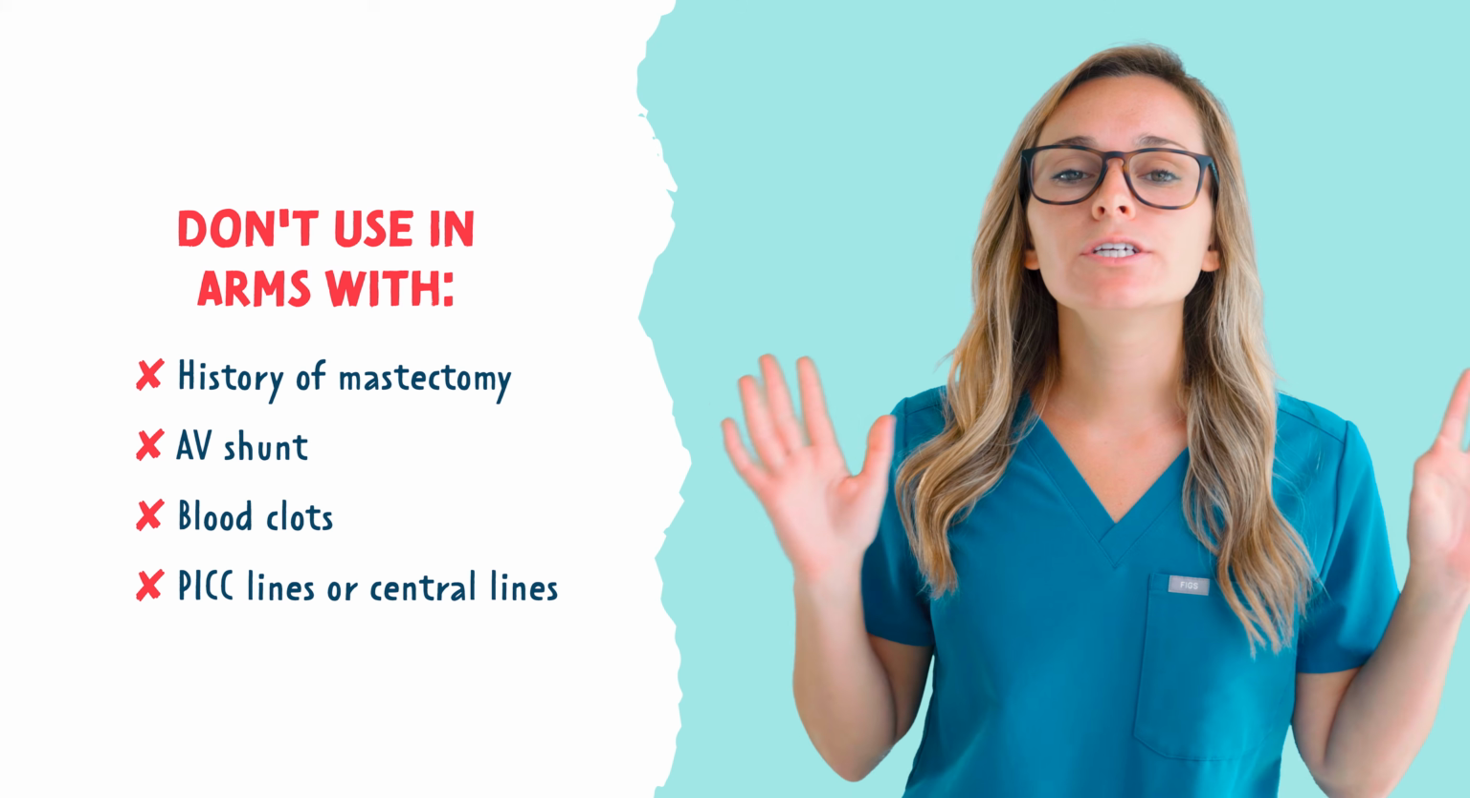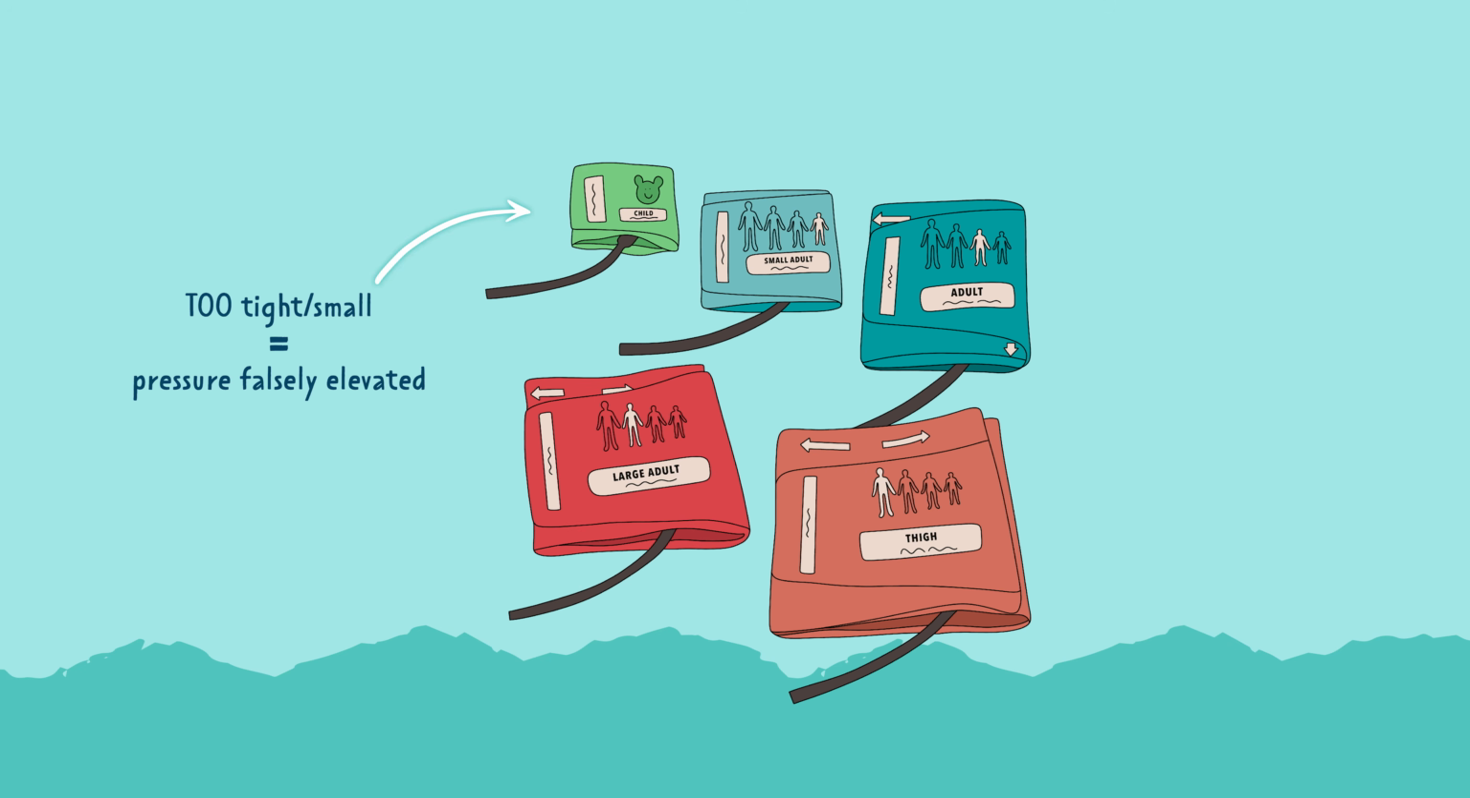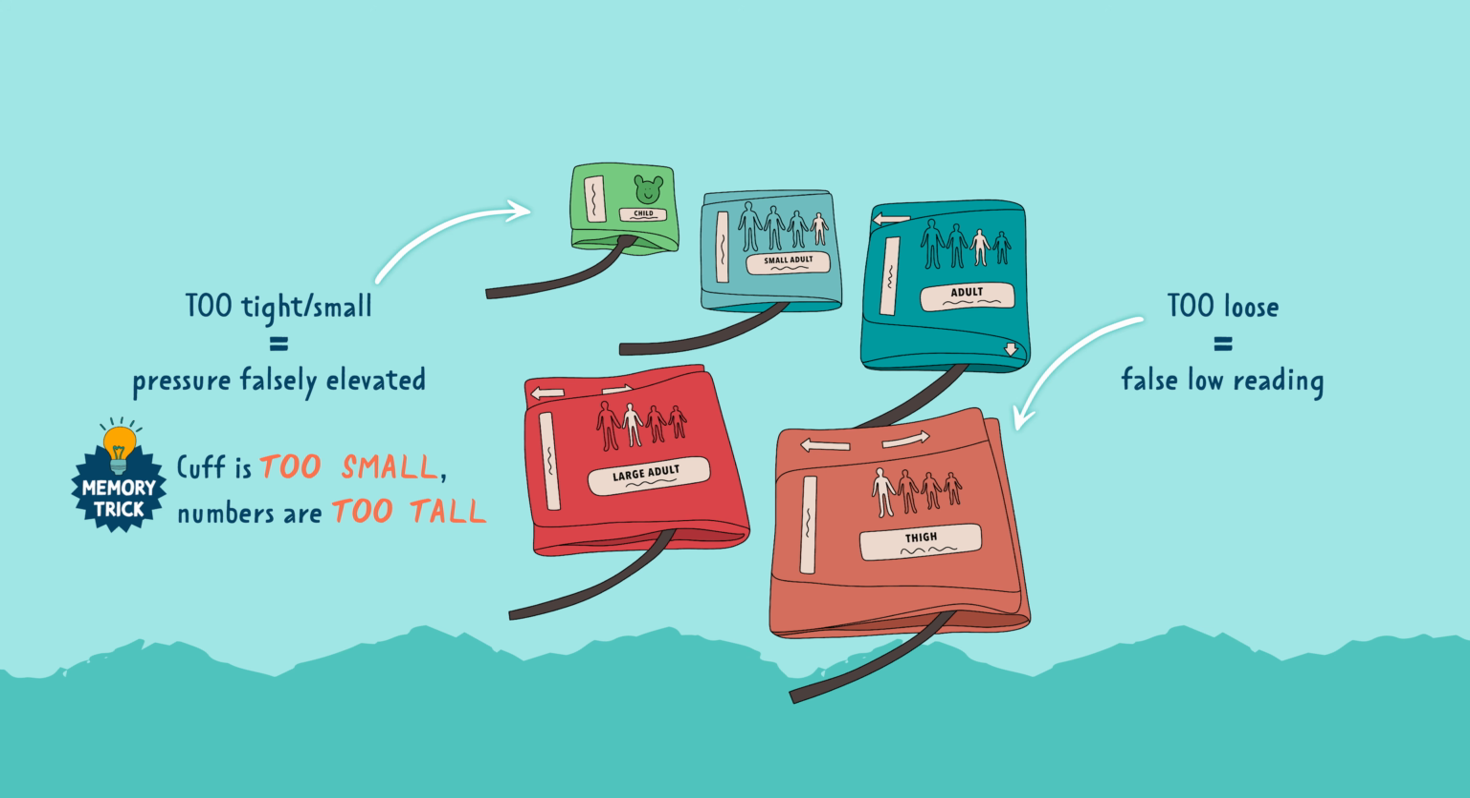It's very important that you choose the correct cuff size. Too tight or too small, the pressure may be falsely elevated. You can remember this by the memory trick: if the cuff is too small, the numbers are too tall, meaning it will be falsely elevated. Too loose and the pressure will be falsely low reading. You can remember this by the memory trick: large cuff, think low numbers.